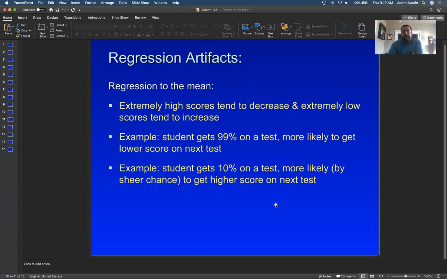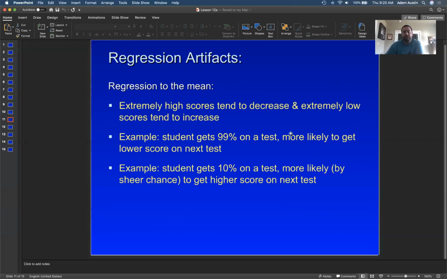Extremely high scores tend to decrease and extremely low scores tend to increase. What this essentially means is that if you give some type of task or exam and you know that the average on that test is 75, if somebody is scoring 100 each time, it's unlikely that they are going to stay that high. They're probably going to drop down somewhat and get closer to the mean of 75. Same thing if somebody scores very low on an exam: they're probably not going to stay that low. They're probably going to raise up a little bit as well and get closer to the mean.